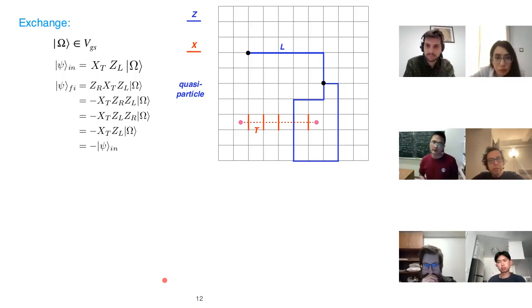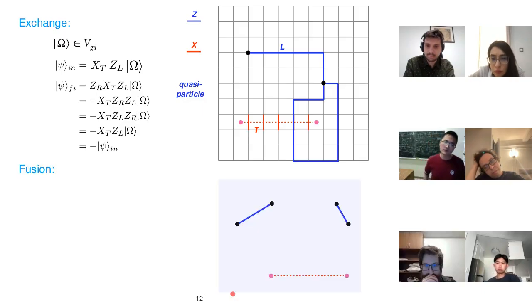Okay, and moreover, this negative sign is robust as we deform the process, as we deform the path of the strings. So it has a robust -1 sign. Lastly, we can also try to fuse these quasi-particles. Assume we have created some pairs of quasi-particles using the string operators.